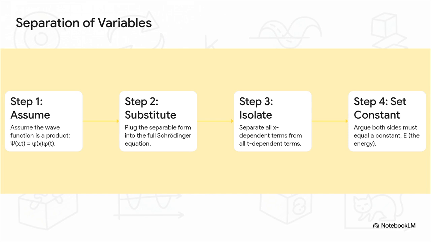Now, stop and think about that for a second. We have a function of only time equal to a function of only position. How is that even possible? I mean, if I change t, the left side has to change, but the right side can't care because it has no t in it.